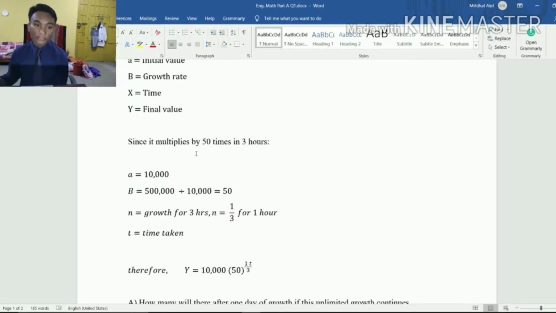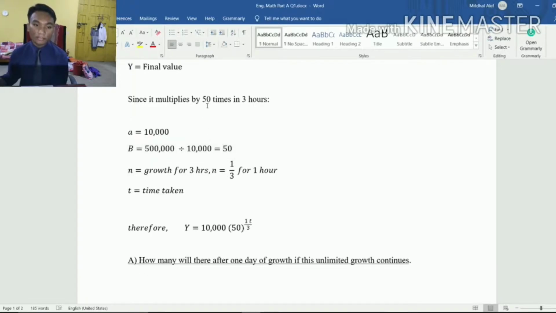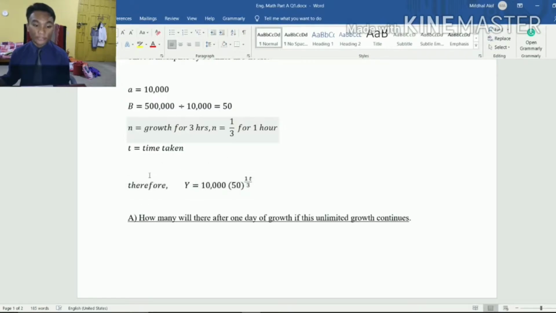Since the question states that it multiplies to about 500,000 after 3 hours, we can get that it is multiplied by 50 times after 3 hours. So we got an initial value of a, which is 10,000 stated in the question, and b equals 500,000 divided by 10,000 to find the growth rate. And since it took about 3 hours to reach that number, we multiply by 1/3 to find the value for 1 hour, and t is the time taken that we will put later in our equation. Okay, now that we have all of the values needed, our growth equation will be y equals 10,000 times 50 to the power of 1/3 t.